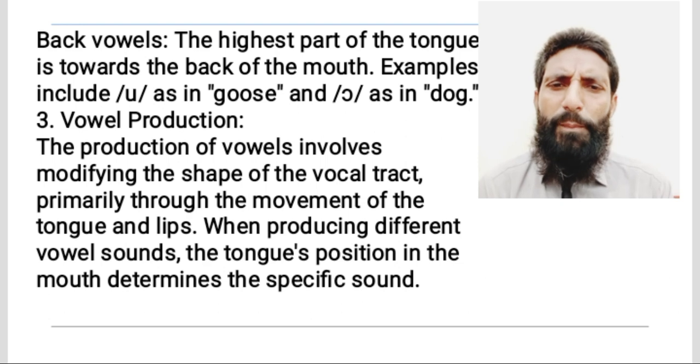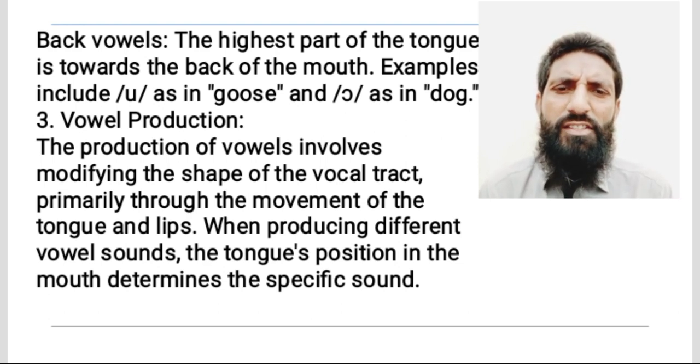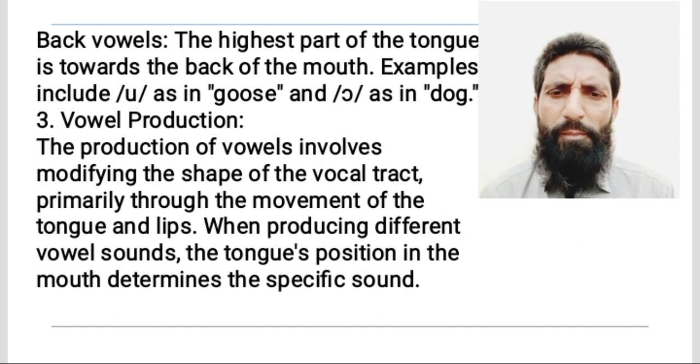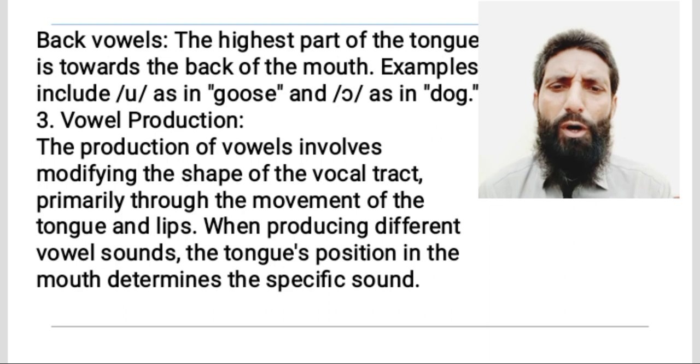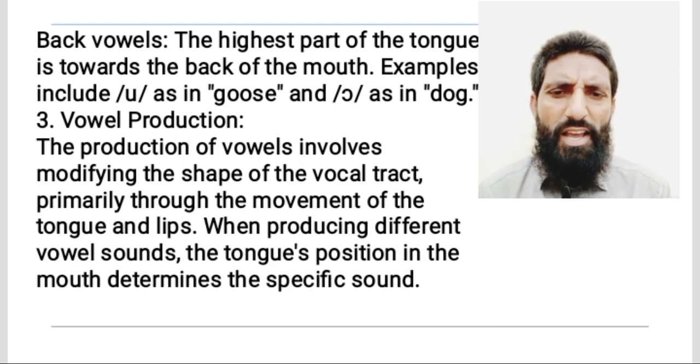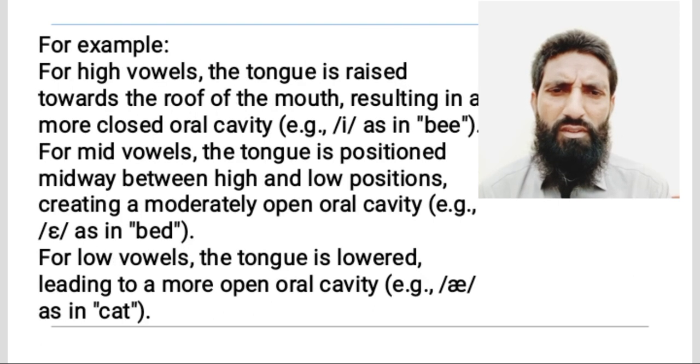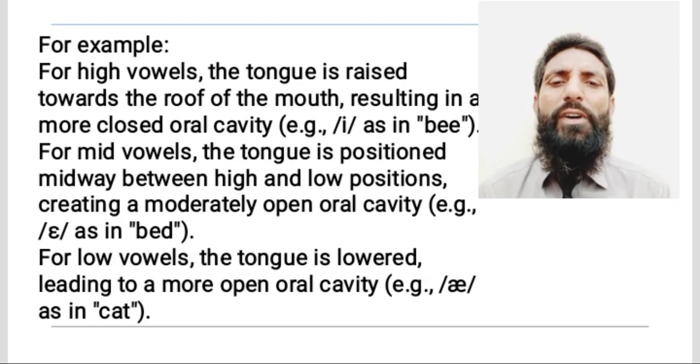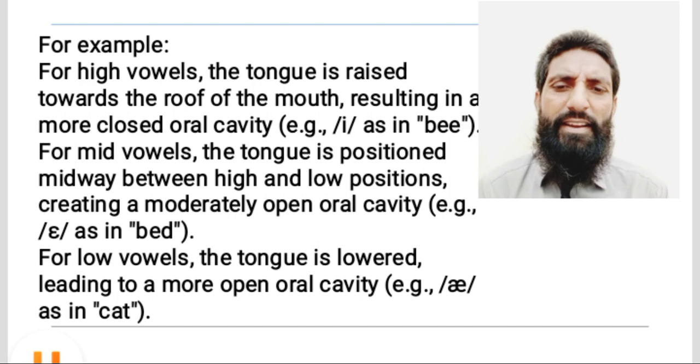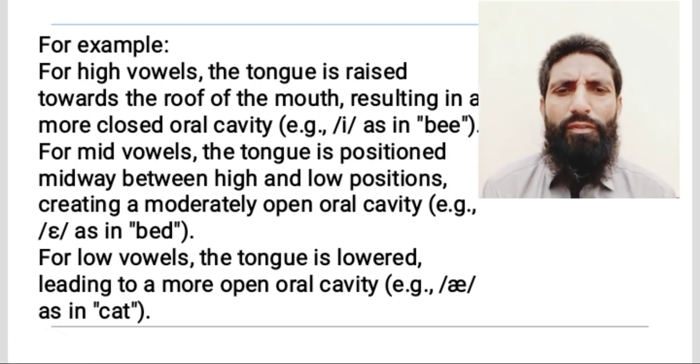Vowel production. The production of vowels involves modifying the shape of the vocal tract, primarily through the movement of the tongue and lips. When producing different vowel sounds, the tongue's position in the mouth determines the specific sound. For example, for high vowels, the tongue is raised towards the roof of the mouth, resulting in a more closed oral cavity.